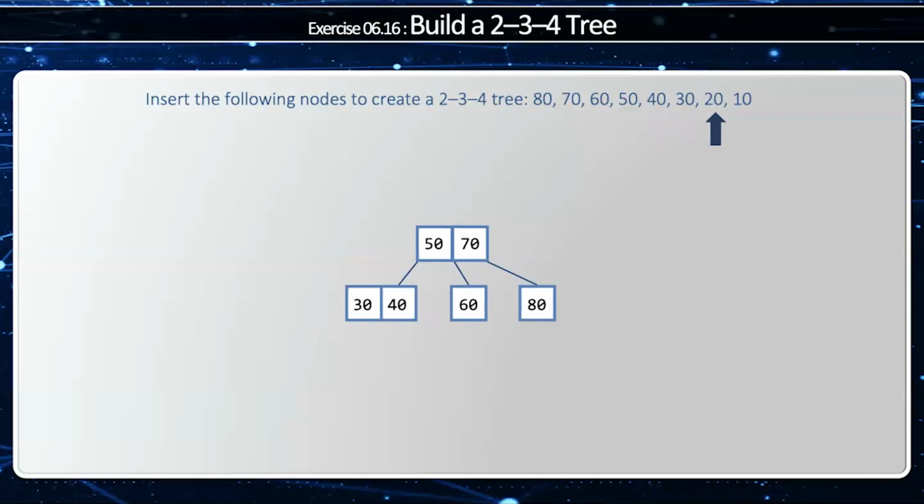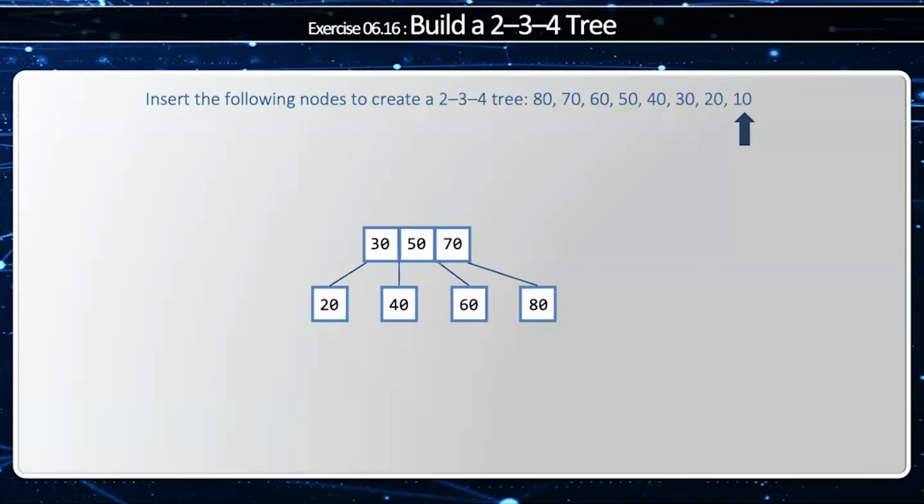Now I'll add 20, and there's room to the left of 30 for that, no problem. Then I'll add 10. Now, once again, 10 is less than 50, so I go to the left of 50, and the 20, 30, 40 is already full, so that means that 30 is going to go up and join 50 and 70, and that means I'm going to have 4 children, 20, 40, 60, and 80, and then I'll add 10 to the left of 20.